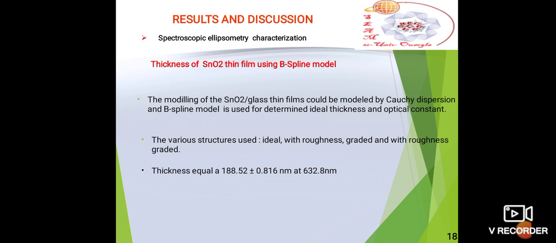The thickness of the tin oxide thin film using B-spline model for tin oxide and Cauchy for glass. The modeling of tin oxide and glass thin film could be modeled by Cauchy dispersion, and B-spline model is used for determining ideal thickness and optical constants. The various structures used: ideal, with roughness, and with graded. Thickness equal to 188.52 at 632.8 nanometer.